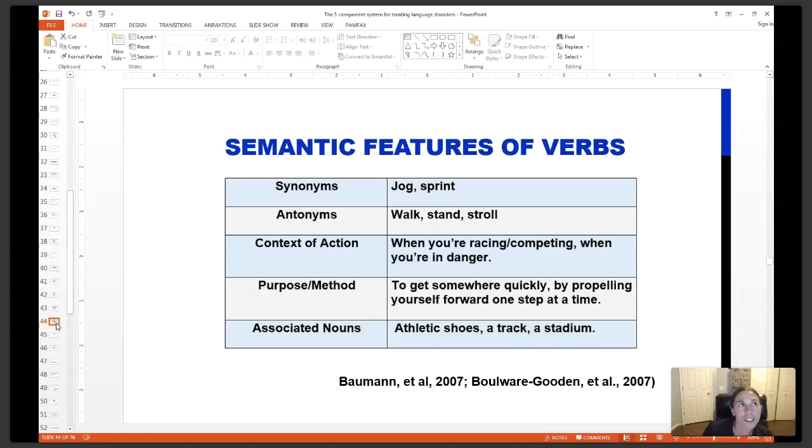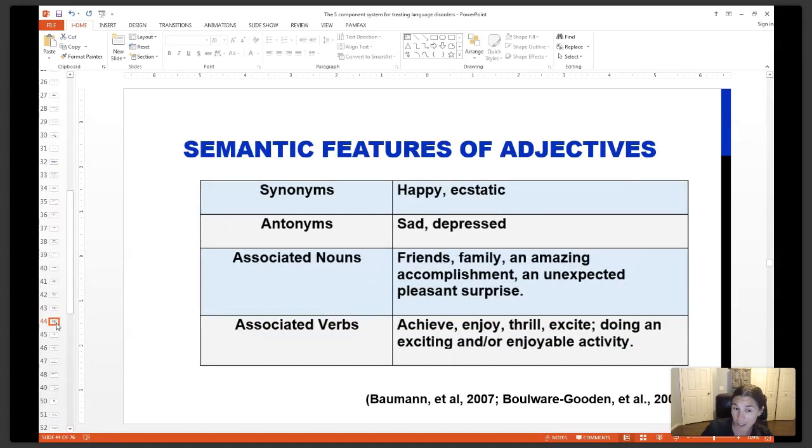Now I am going to see if I can stump you with the last example here with adjectives. So with adjectives, what you can do is things like synonyms, antonyms, associated nouns, and associated verbs. So synonyms and antonyms, we talked about that. Associated nouns would again be things that are associated with whatever that descriptor is. And then verbs would be things that might make you feel that way, or any actions that might have to do with that descriptor. So I tend to stun people on this one, but let's see if you can at least get in the ballpark.